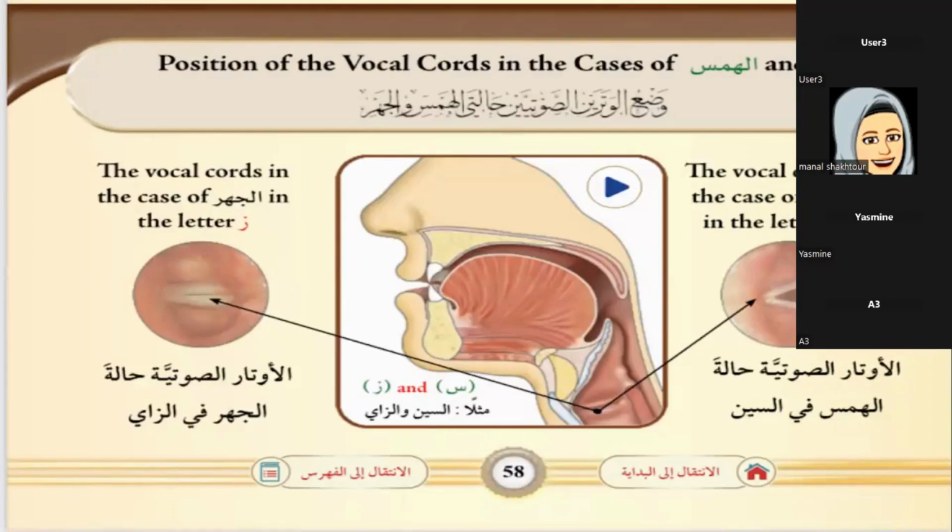So this is showing a comparison between when you apply an apparent letter and when you don't apply. Right? Closed and open. This is for the vocal cords. Either they're closed or they're open. You got 5 more minutes. Fine. Any questions on Jahar and Hams? Apparent and whisper? I think we're crossing that bridge, right? سكت فحثه شخص.